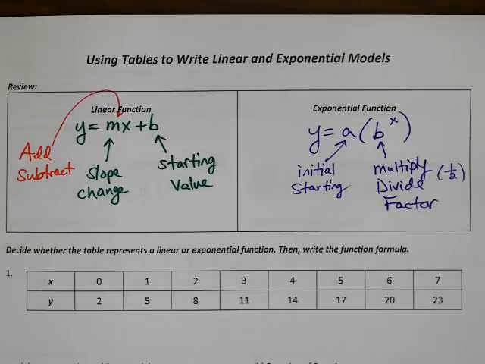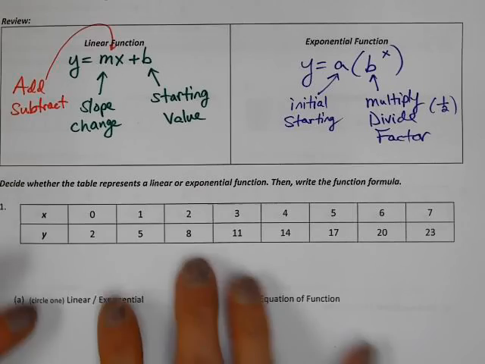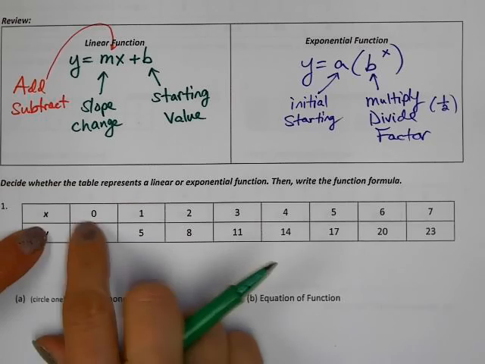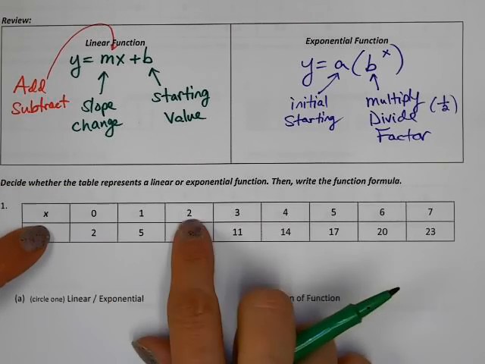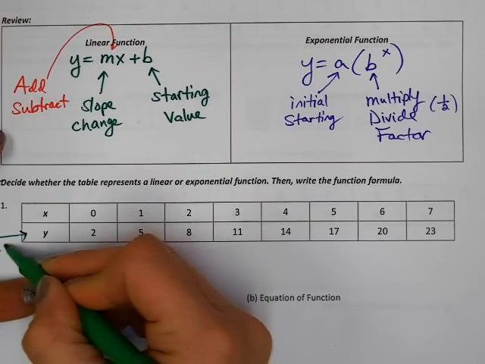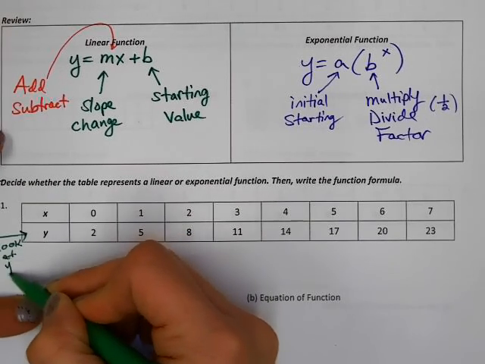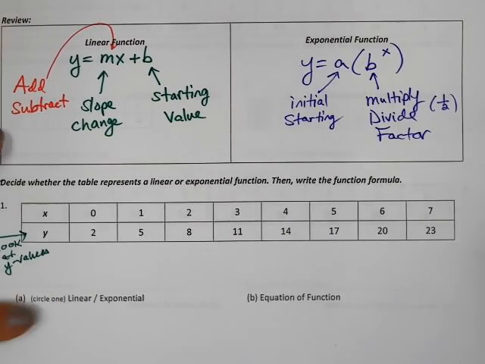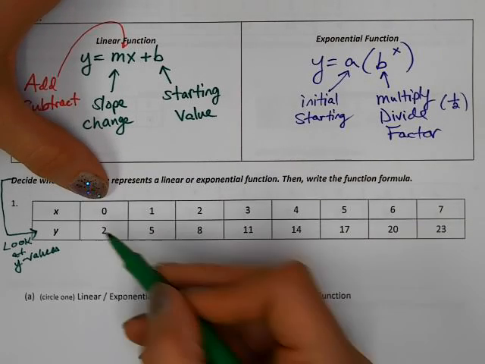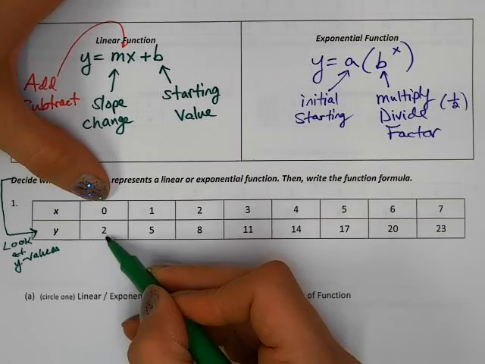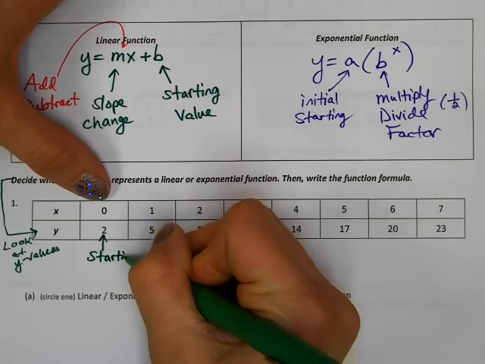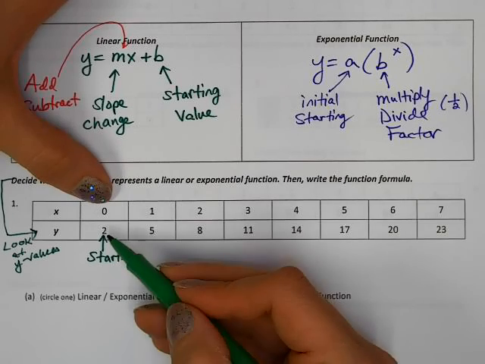All right, let's take a look at this first table here. First, we have to decide whether it's linear or exponential, and this is how you do that. The x numbers are the numbers that get plugged in: 0, 1, 2, 3. You don't look there. To decide what it is, you look at the y values, and let's see if we can notice a pattern. 0 represents the beginning of time, so the first number is the starting number. 2 is the starting number.